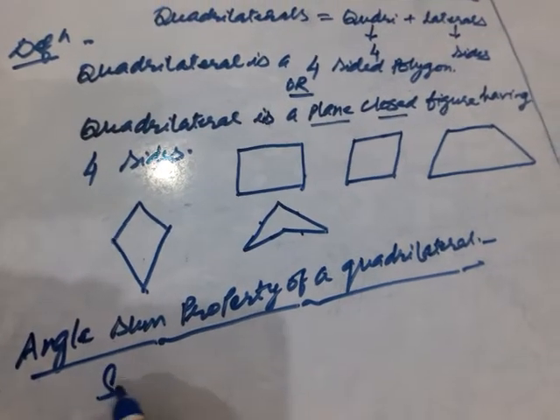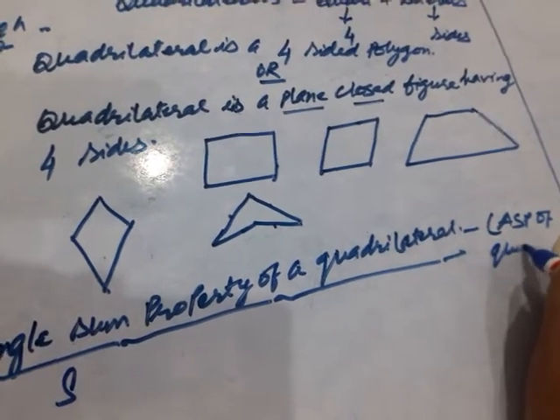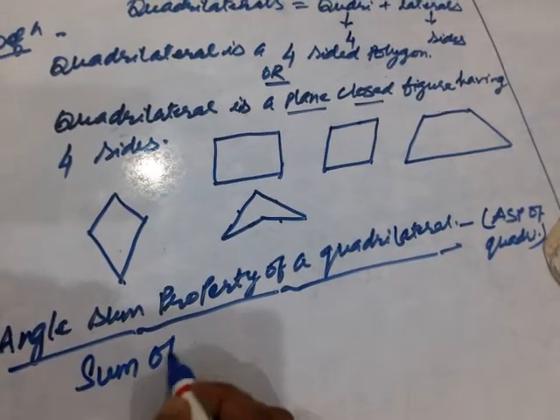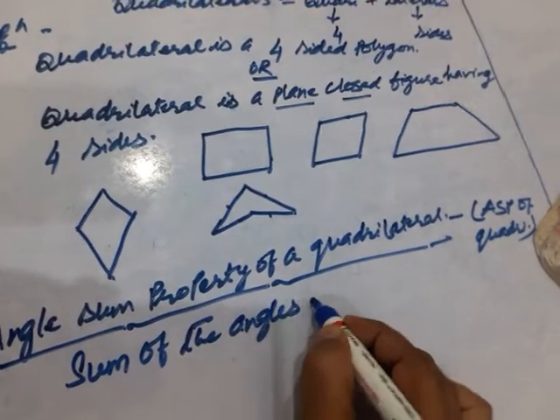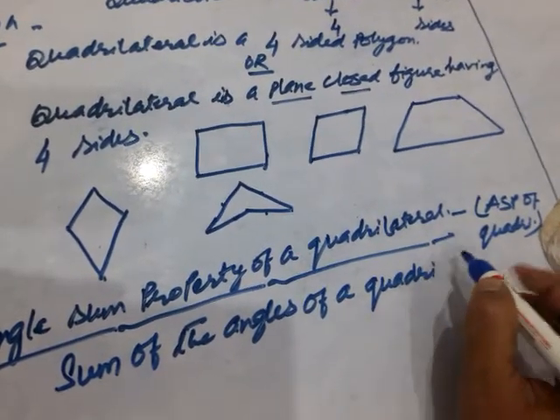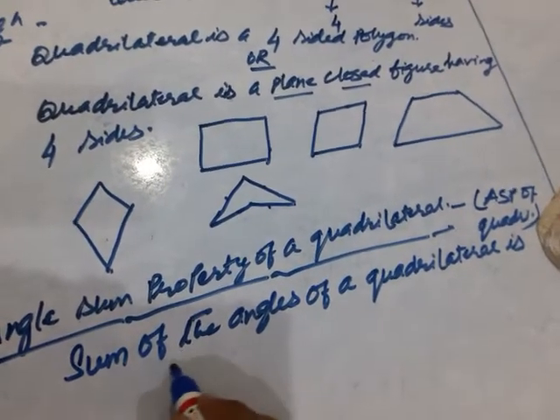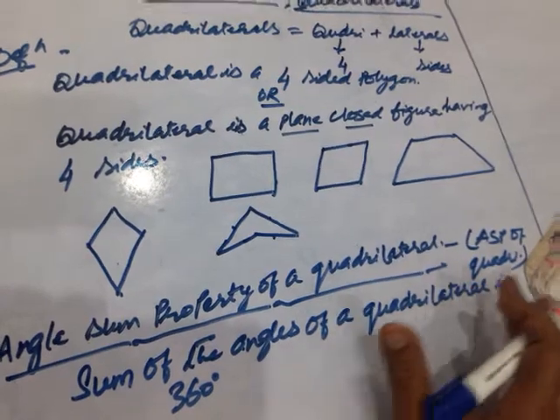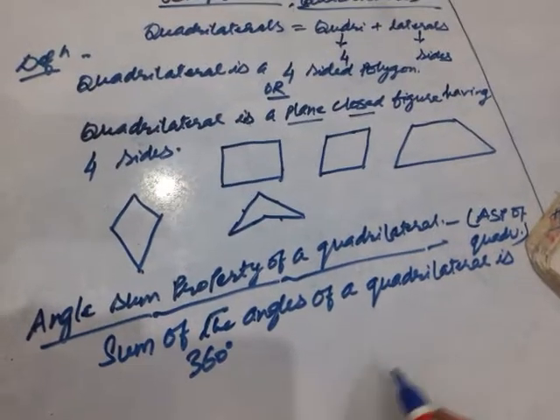This is called the ASP of a quadrilateral. That is, the sum of the angles of a quadrilateral is 360 degrees. We will prove it later. But what is the angle sum property of a quadrilateral? That is called the ASP of a quadrilateral: the sum of the angles of a quadrilateral is 360 degrees.